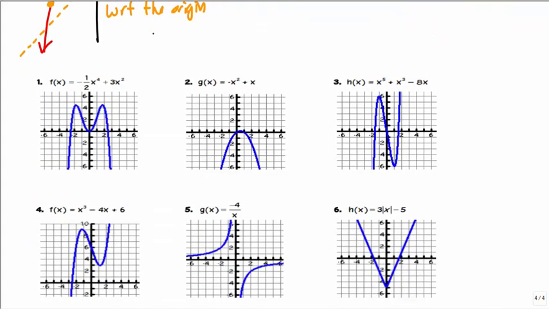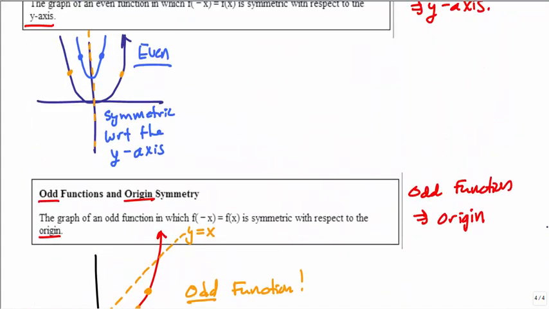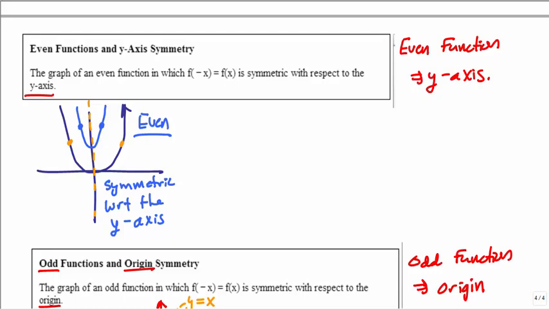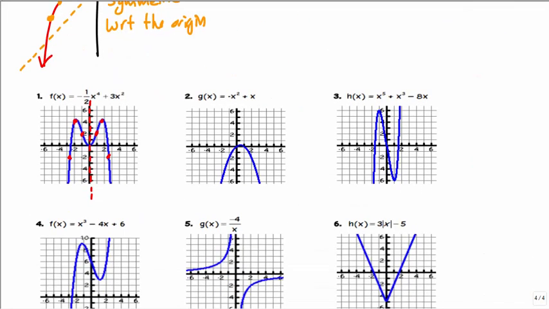So for all of these graphs that we're looking at here, and we're given the graph and the function that is associated with it, we want to talk about whether it's an even function, an odd function, or neither. Well, we can see that this one is symmetric with respect to the y-axis. Every point to the right is also to the left, has that exact symmetry. So symmetry with respect to the y-axis. Let's go up and look and see what that one is. Remember, odd was origin. Symmetric with respect to the y-axis, this is an even function then. So this is an even function.